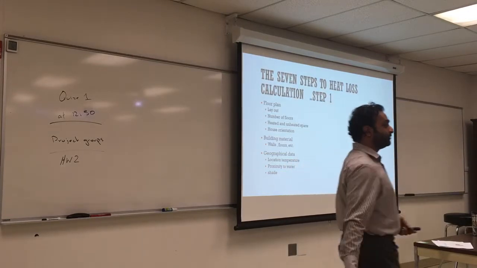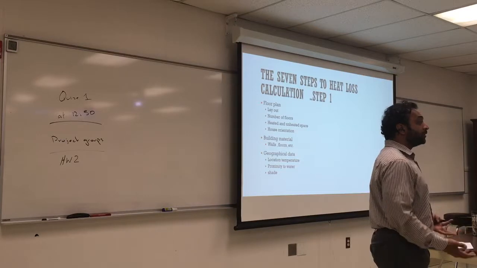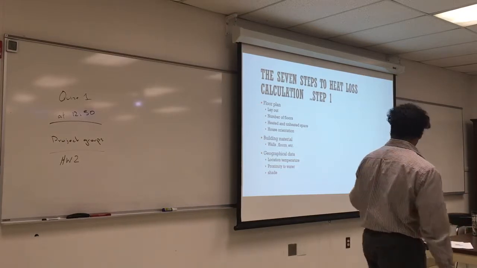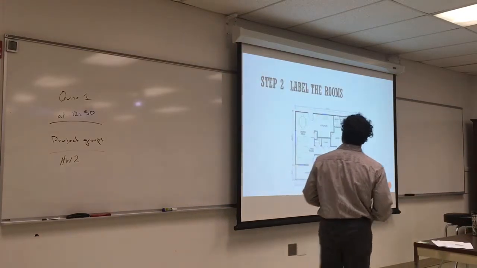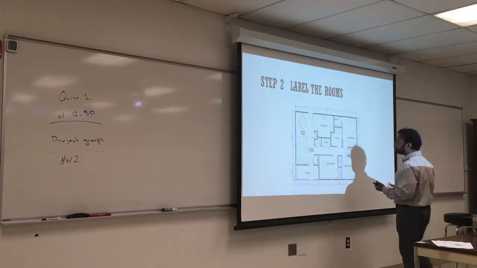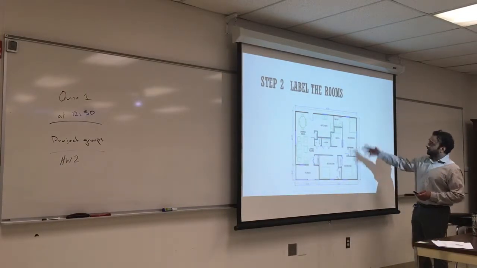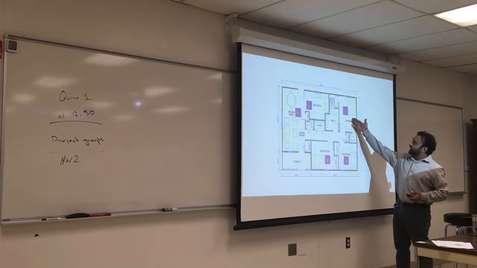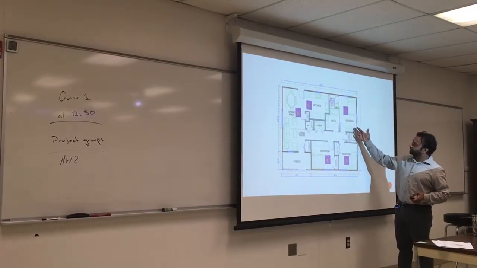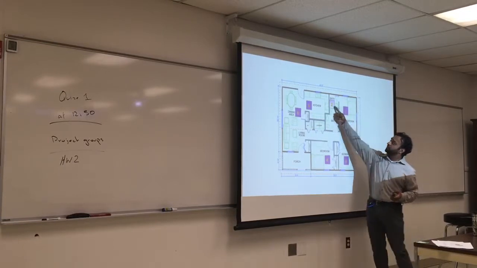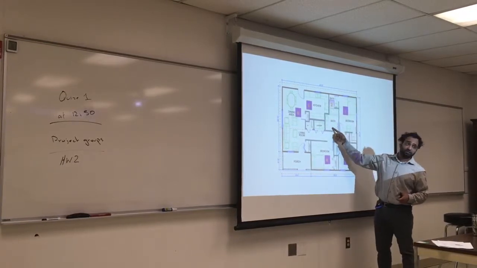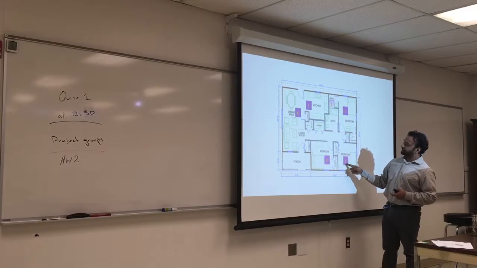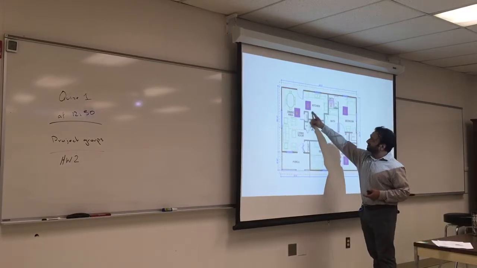Just jot down all your information with you and your group, agree on the material, that will be good if you can do that. Second step is, let's label the rooms. So here, I'm going to call room number one bedroom, number two the bathroom. I'm not going to heat that bathroom. Three is the bedroom. Four, five is the kitchen.